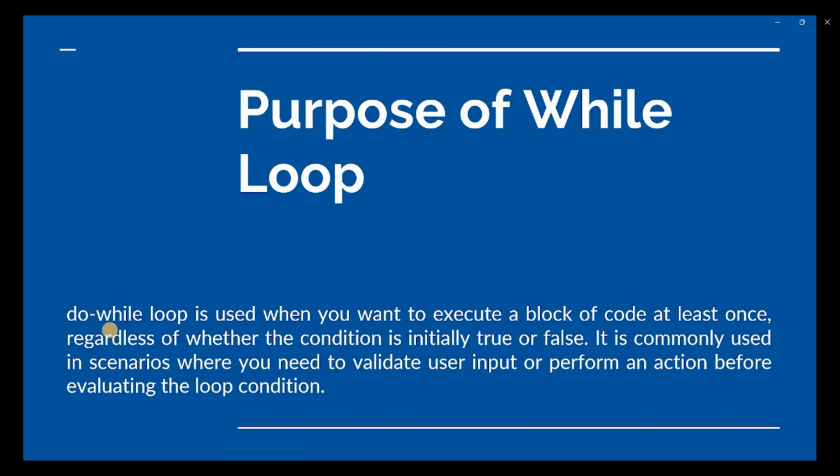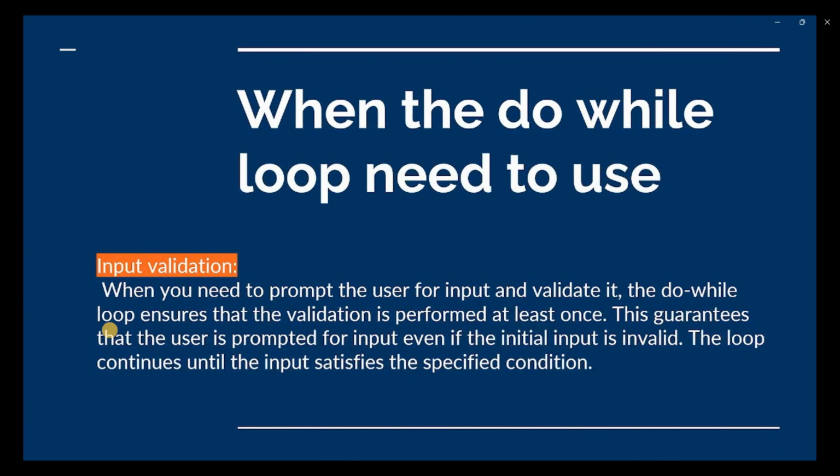Let me see the purpose of the do while loop. We can use this do while loop when we want to execute a block of code at least once, whether the condition is initially true or false. It is commonly used in scenarios where you need to validate user input. If you want to take inputs from the user, you can choose the do while loop.